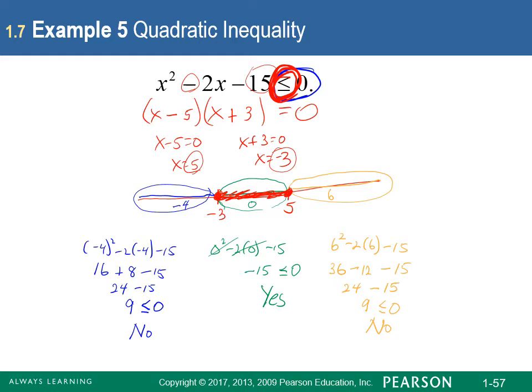Now, the interval notation that you'll have to write for the solutions goes like this. We're trying to describe the shaded region. Negative 3 is the number on the left, 5 is the number on the right. They are included, so they get brackets. And so that's what the solution looks like.